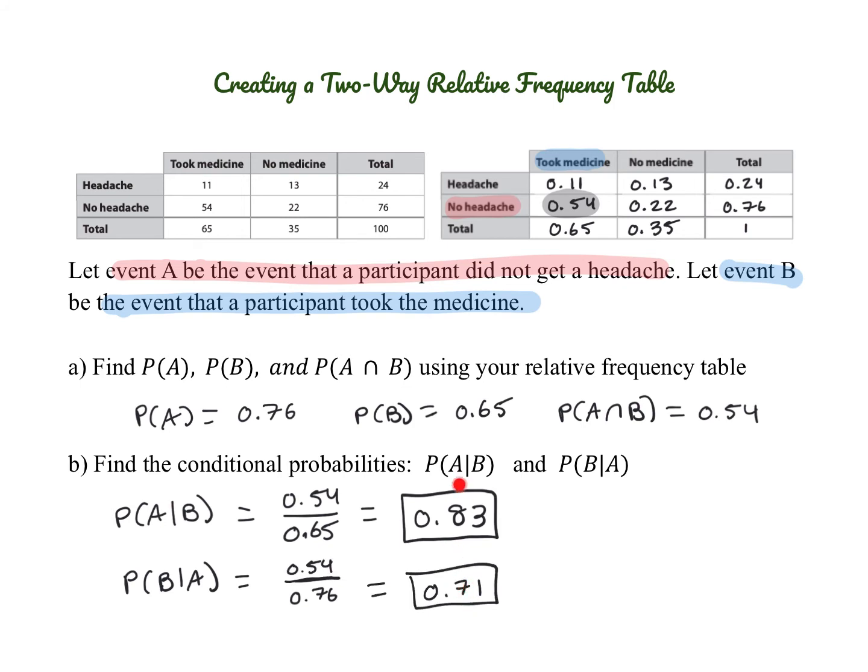But what you might notice is from the examples before, we did the same exact thing but from our original set of data. It wasn't the relative frequency data, it was just our frequency table. So we got the same exact answers. We got 83% and 71%. But again, here we're just using the relative frequency to do the same thing.